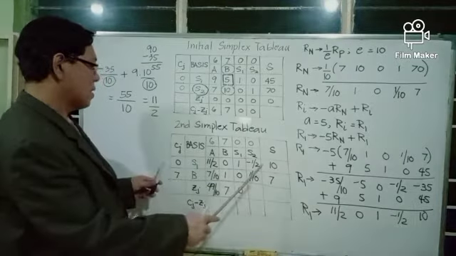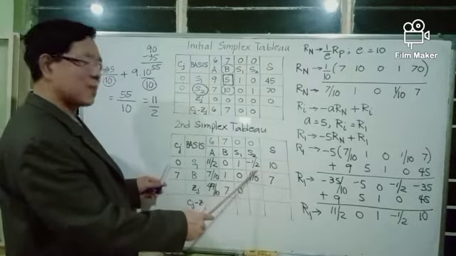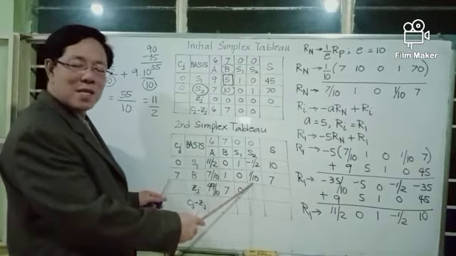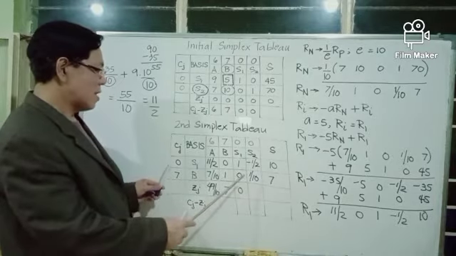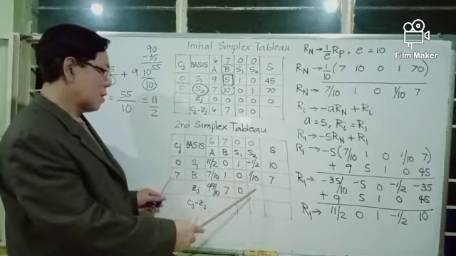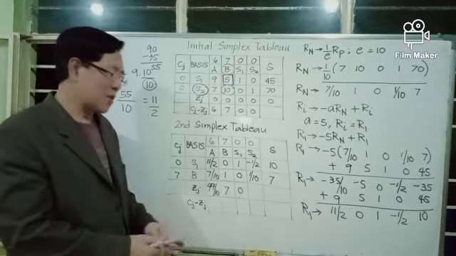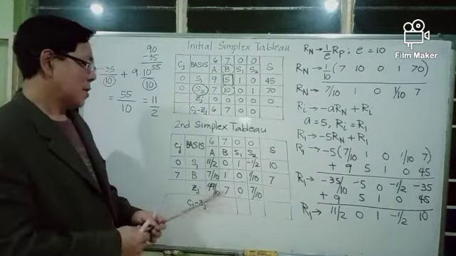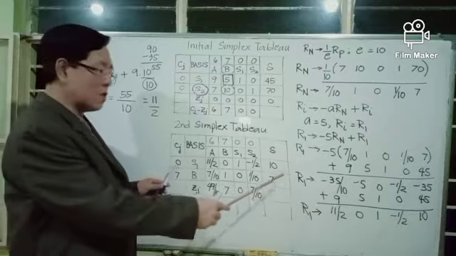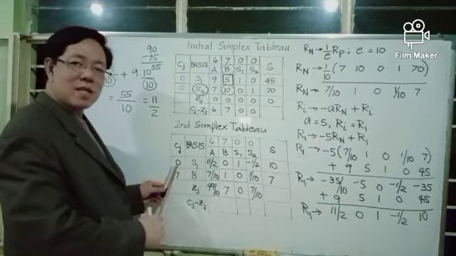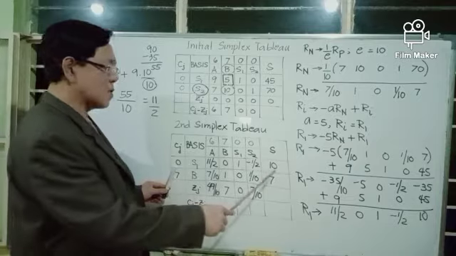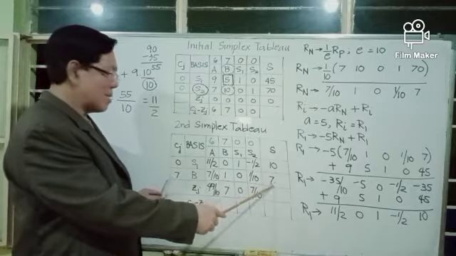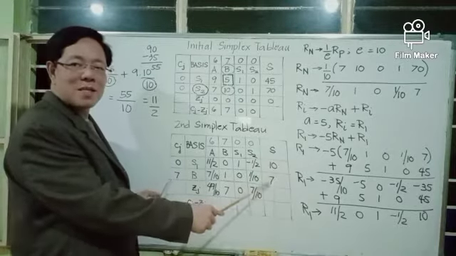Next, we have 0 multiplied by negative 1/2 is 0. And 7 multiplied by 1 over 10 is 7 over 10. Hence, we have 0 plus 7 over 10 is 7 over 10. The last column, we multiply by the corresponding entries in the C sub j column. 0 multiplied by 10 is 0, plus 7 multiplied by 7 is 49. Thus, we have 0 plus 49 is 49.